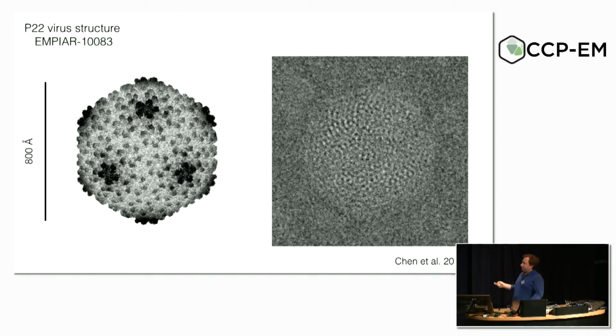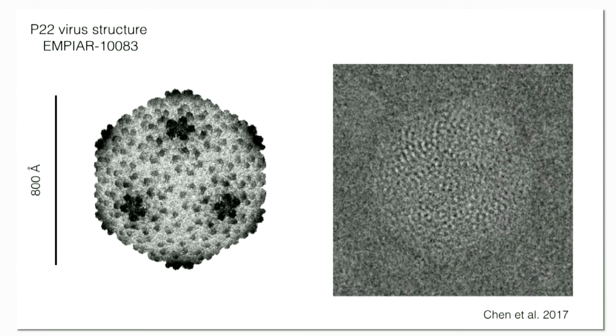So this is a virus, obviously. I've just taken a micrograph from the EMPIAR database. This was deposited quite recently. It's a high-resolution structure of the P22 virus from Wah Chiu's group. And you can see it's pretty big.